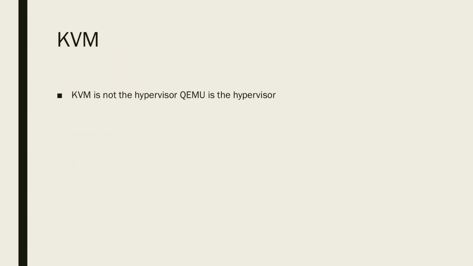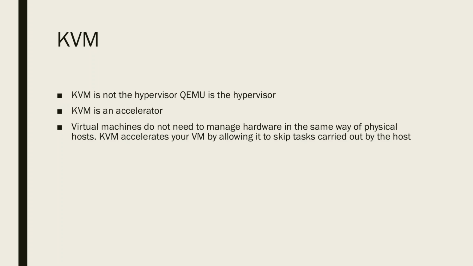Now, when we look at KVM itself, KVM is not the actual hypervisor. A lot of people say, oh yeah, I'm using a KVM hypervisor. Well, KVM's not the hypervisor, it's QEMU that is the hypervisor. KVM itself is an accelerator, so it speeds up your virtual machines. Virtual machines, when we think about it, don't need to be bothered with the hardware, because the hardware is attached to the host machine. And surely if the hardware is attached to the host machine, the host can worry about managing all of the hardware. So as an accelerator, KVM allows the virtual machine to skip any of those unnecessary tasks that are going to be looked after by the owner of the hardware itself, the virtualization host.